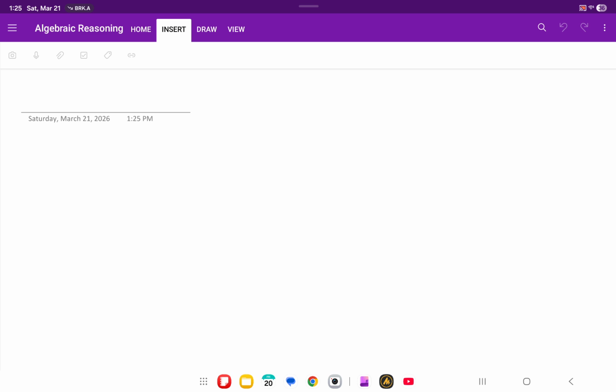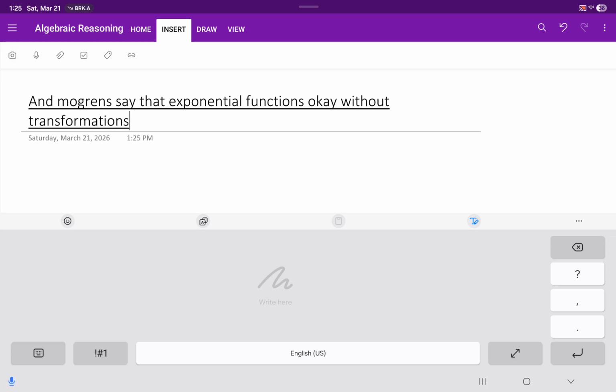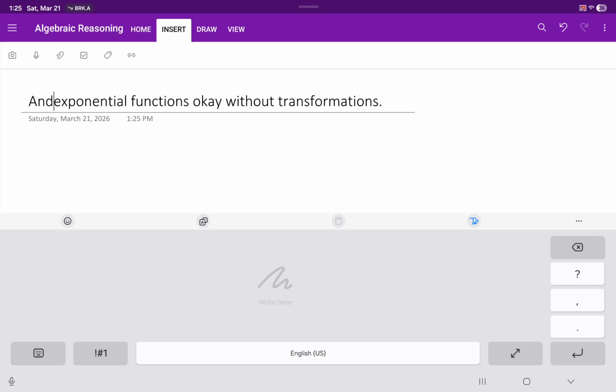We're going to come over here, and I want to click up here. Down here in my little corner, you will notice that under where it says English there's a line, an exclamation mark, and a little keyboard. Over here is a little microphone, and we're going to say exponential functions without transformations. I'm going to take that off because I do not want all that in there.